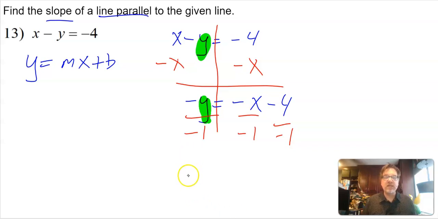Everything gets divided by negative 1. Negative y divided by negative 1 is y. Bring down the equal sign. Negative x divided by negative 1, x. Negative 4 divided by negative 1, plus 4.